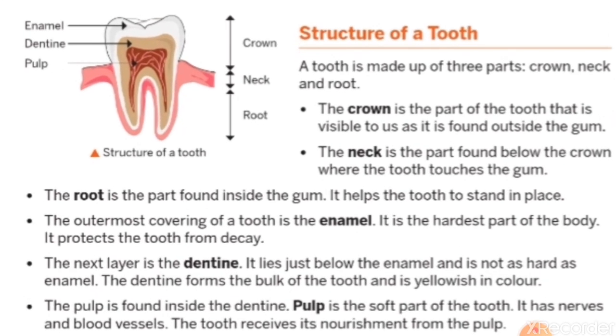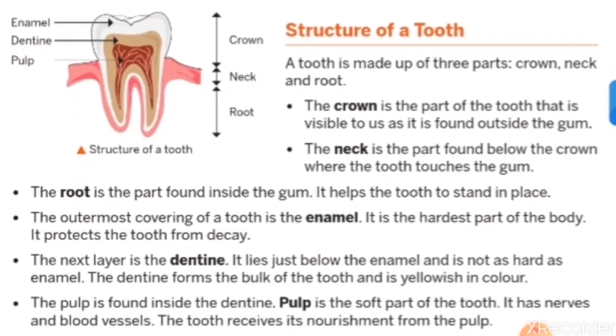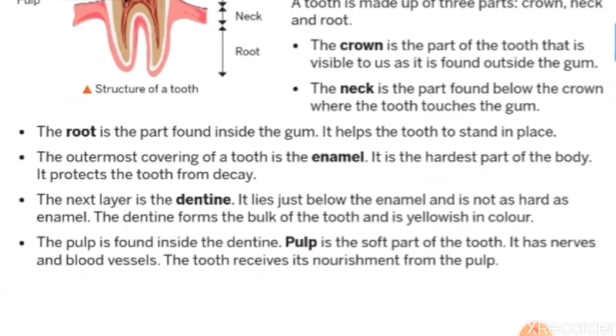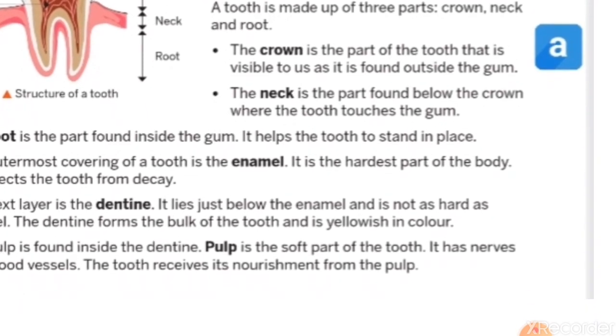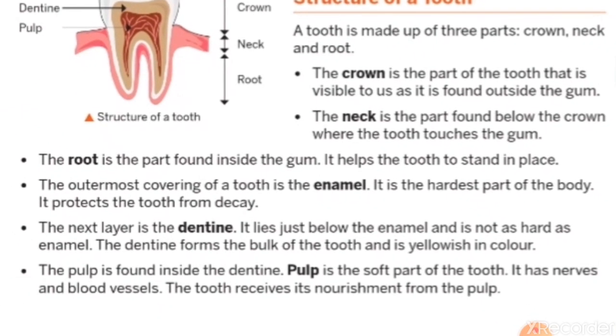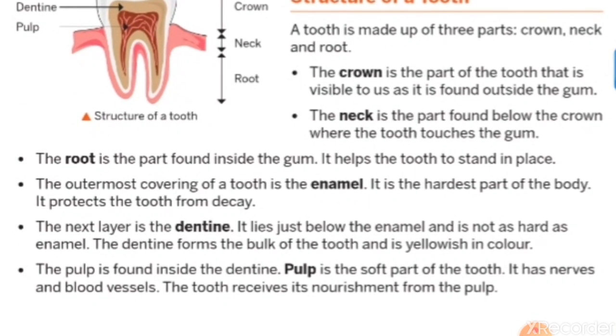Understanding the three parts of the tooth. Three parts are crown, neck and root. The crown is the part which is visible, which is present outside the gum. The neck is the part which is touching the gum and it is found below the crown, and the root part is present inside the gum and it helps the tooth to stand in place.